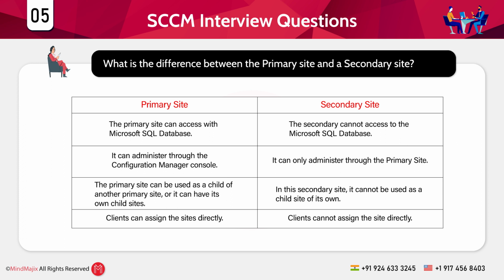The primary site can be administered through the Configuration Manager console, and the secondary site can only be administered through the primary site. So this was the second point. After this, the primary site can be used as a child of another primary site, or it can have its own child sites. Whereas the secondary site cannot be used as a child of its own. And the last point over here is, clients can be assigned to sites directly in case of primary sites, and in case of secondary sites, clients cannot be assigned to the site directly.